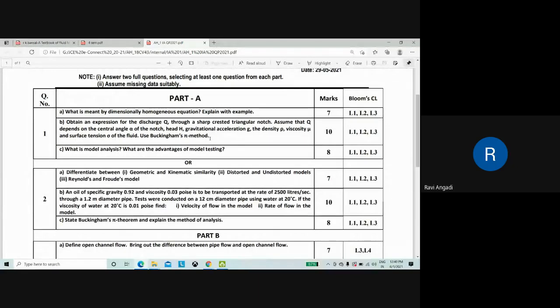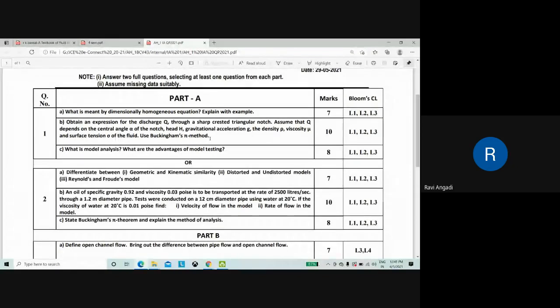What is meant by dimensionally homogeneous equation? Explain with an example. Here you have to write the definition of what is a dimensionally homogeneous equation. Then by taking any equation, you have to prove it is dimensionally homogeneous. For that, it is 7 marks.